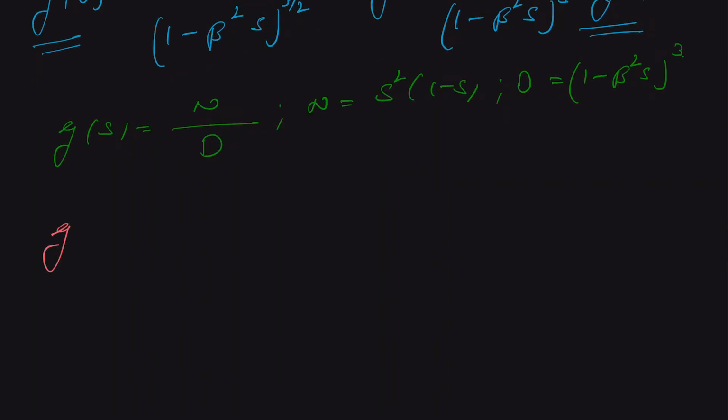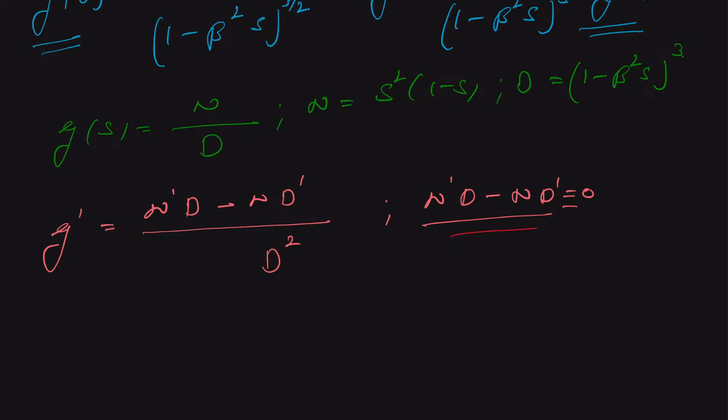So we get g prime will be equal to denominator squared, numerator prime minus numerator as it is, denominator prime. And we are only interested in the numerator part, because we are going to equate it to 0. So we are only interested in this part, d n prime minus n d prime, which will be equal to 0.